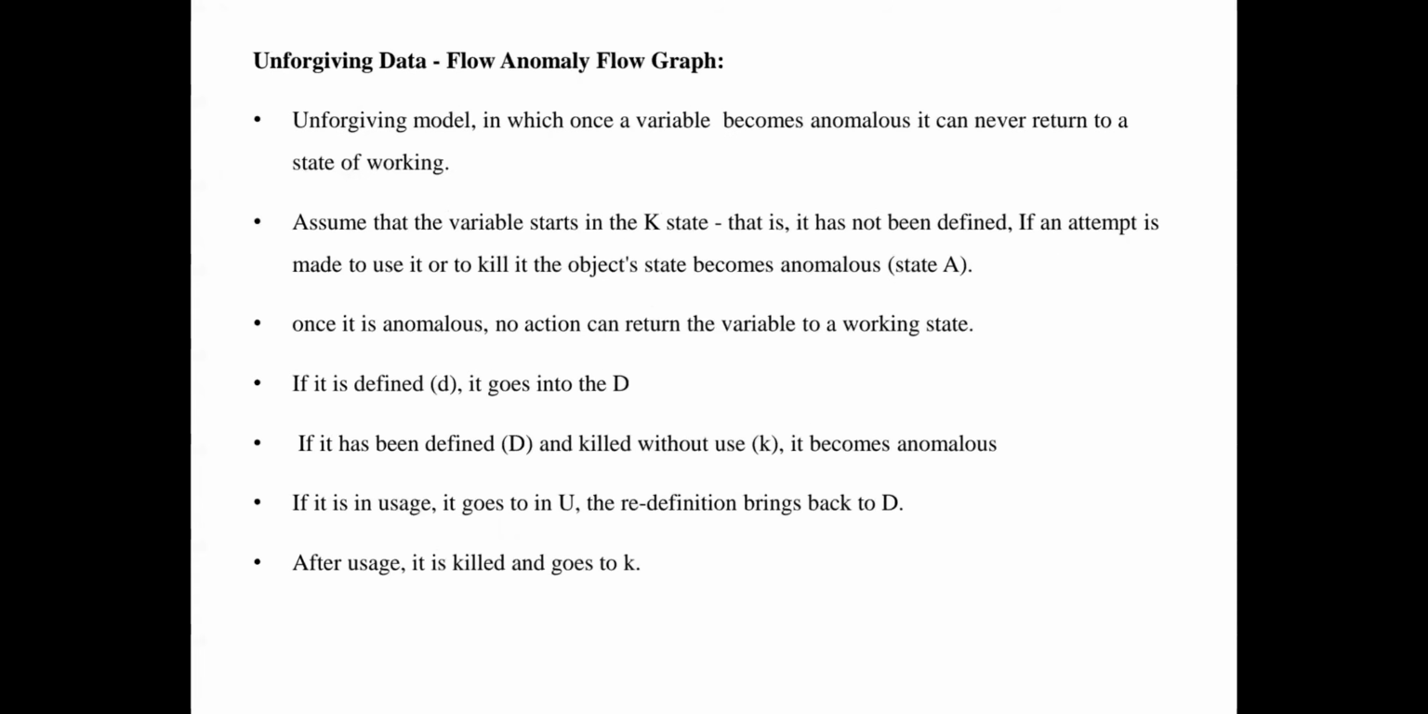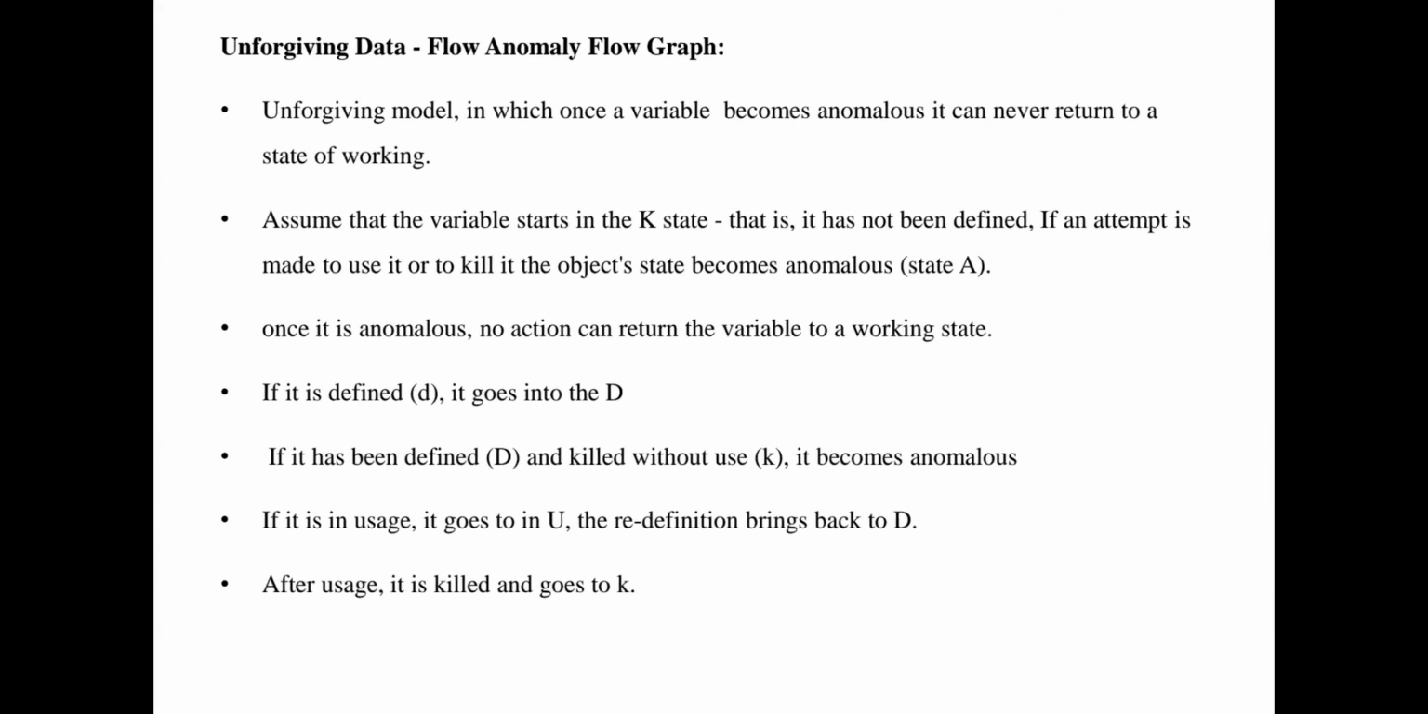See, these are the points that reside in unforgiving data flow anomalies. First you have to know what is meant by the unforgiving model. In the unforgiving model, once a variable or a data object becomes an anomaly, or goes to the anomaly state, it can never return to a working state. So there is no chance for that variable to again go to any defined state or usage state. So there is no chance to do the process again.